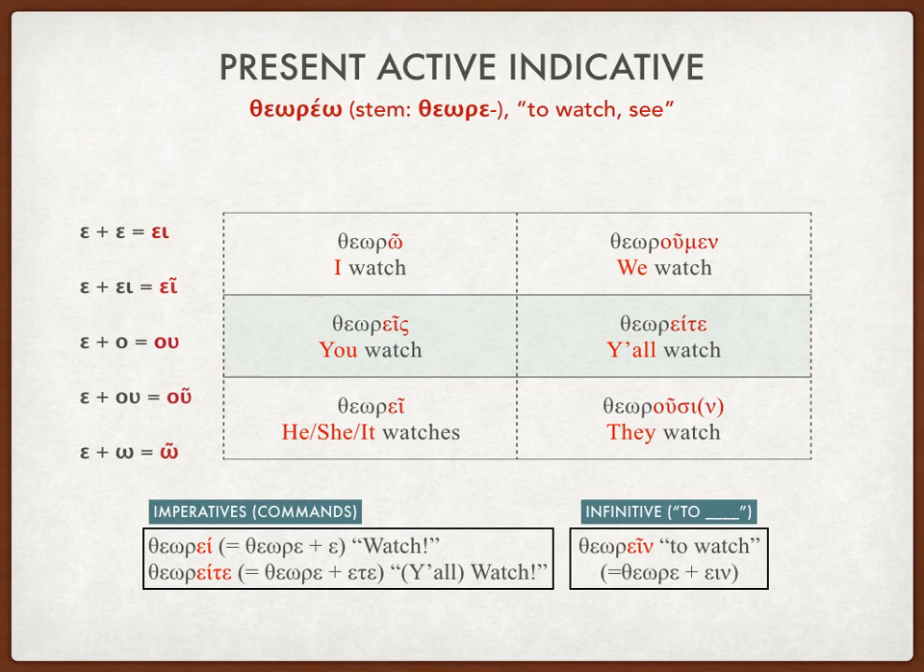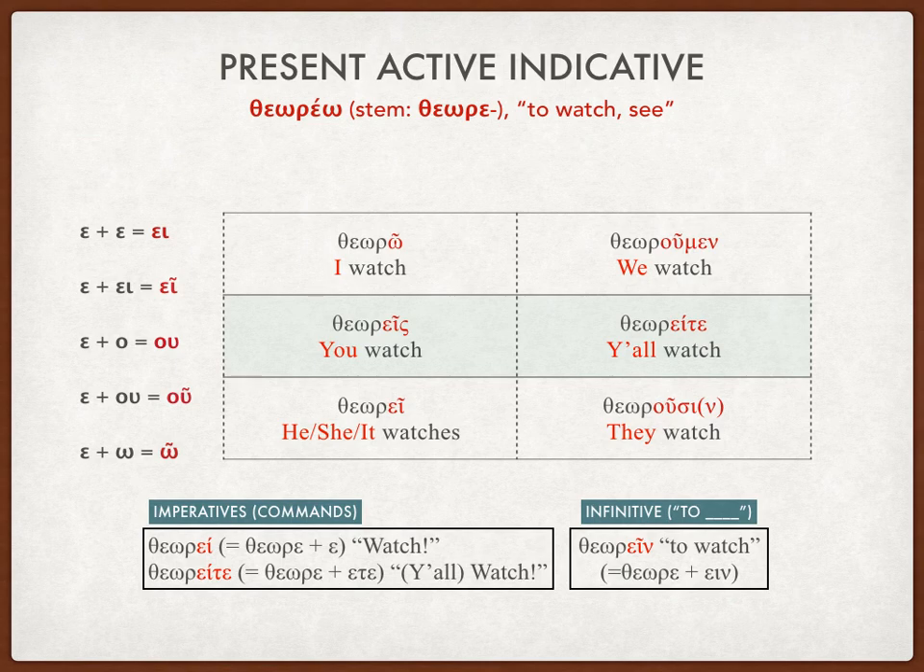To make a plural command, it's going to be the same thing. You borrow the second person plural for y'all are watching and just use the same form, theoreite. So then again, you're also going to use context to figure out if you have a command or just a simple indicative verb. And then finally, for the infinitives, to say to watch something, I'm just going to have theorein, just like before. Epsilon with A gives me a longer A. So that should be pretty straightforward, but you want to make sure that you're practicing forming these epsilon contract verbs.